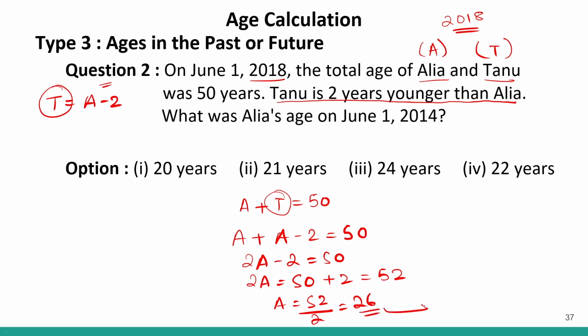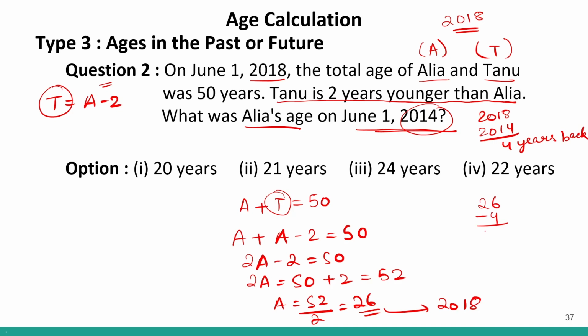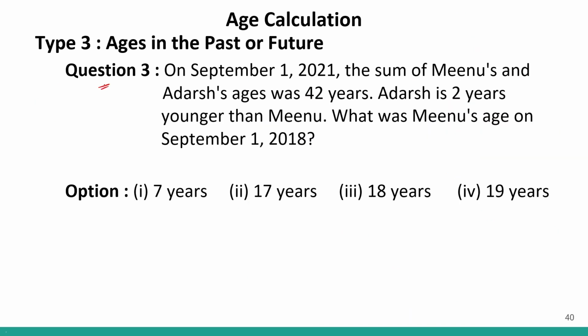This is A's value in which year? 2018. Okay. Now in the question we have to find Alia's age on June 1, 2014. So from 2018, if we are going to 2014, that means we are going 4 years back, right? So this was the age in 2018. So we'll subtract 4. We'll get 22. 22 years will be the answer, which is option number 4. Clear?